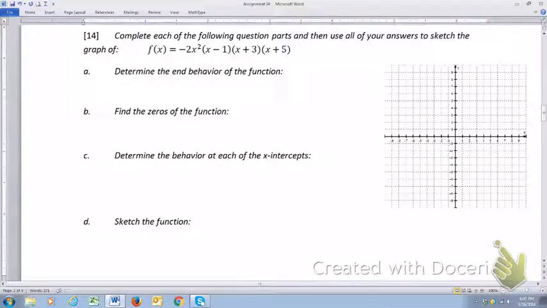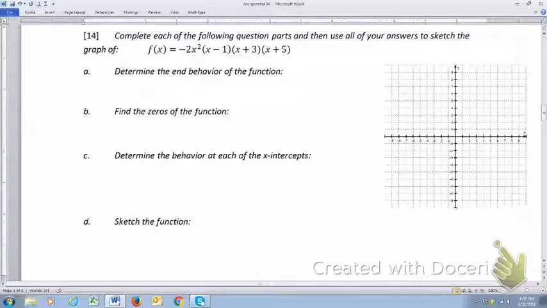Alright, so now let's do the solutions for the remaining problems on assignment 34. The only ones I won't do are the graded problems, which are similar to the problems I will be doing. On number 14, we've got a polynomial that's in factored form.